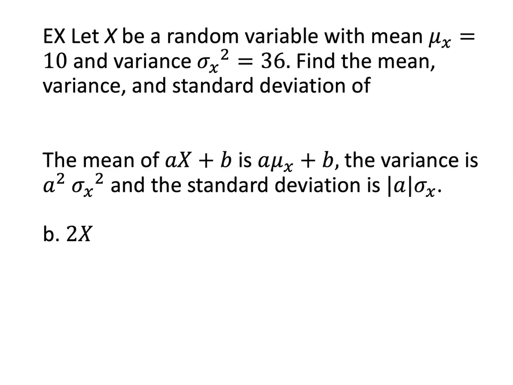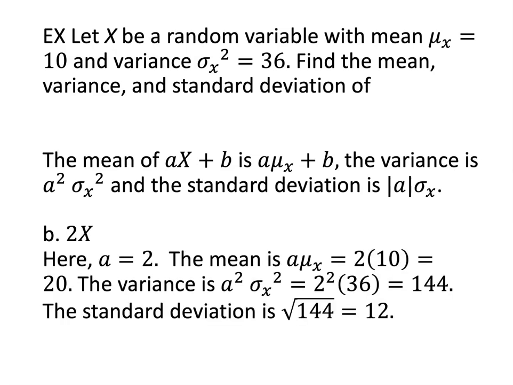Okay, how about 2x? Let's find the mean, variance, and standard deviation of 2x. Here, a equals 2. There's no b, so b just equals 0. The mean is going to be a times mu sub x, which is 2 times 10, in other words, 20. The variance is a squared times sigma sub x squared, so that's 2 squared times 36, in other words, 144. And the standard deviation is the square root of 144, which is 12.